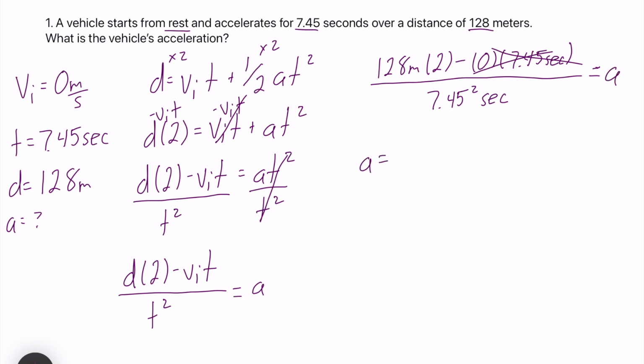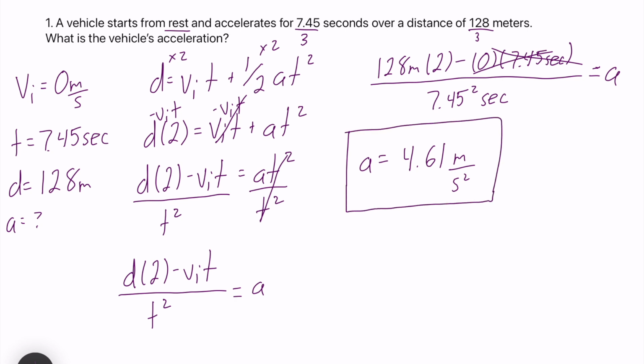So when you type that all into your calculator, you should get an answer of 4.61 meters per second squared. And just quickly looking at our significant figures, we have 3 in 7.45, 3 in 128. So this looks pretty good to me. So again, our acceleration will be 4.61 meters per second squared.